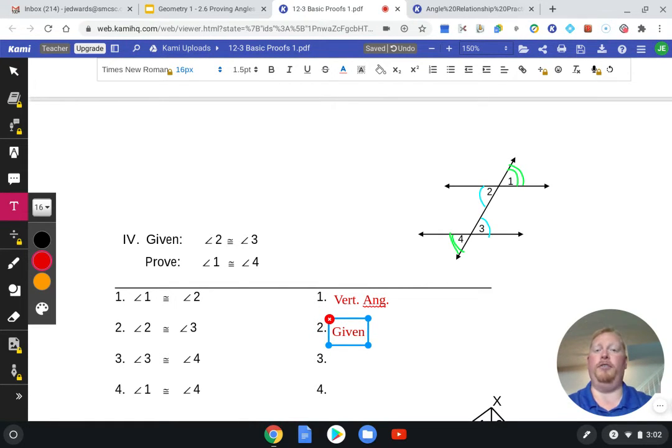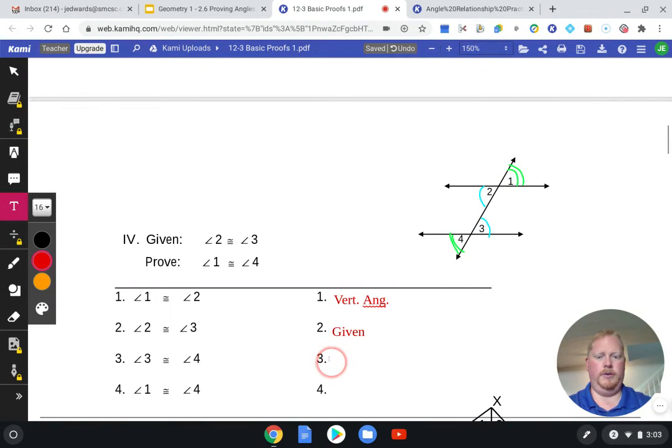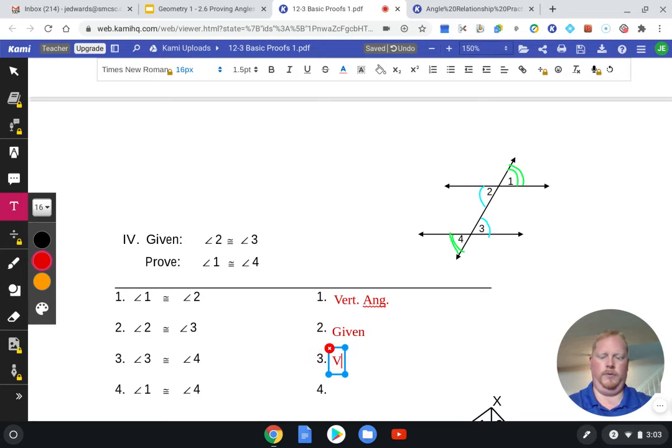So most of the time, our first step is the given statement. It doesn't always have to be. If there's something obvious like vertical angles from the diagram, you can go ahead and start there. All right? Step 3, angles 3 and angle 4 are the same. Again, I think that's a little bit of vertical angles. And then how do we use that to say that 1 and 4 are the same?